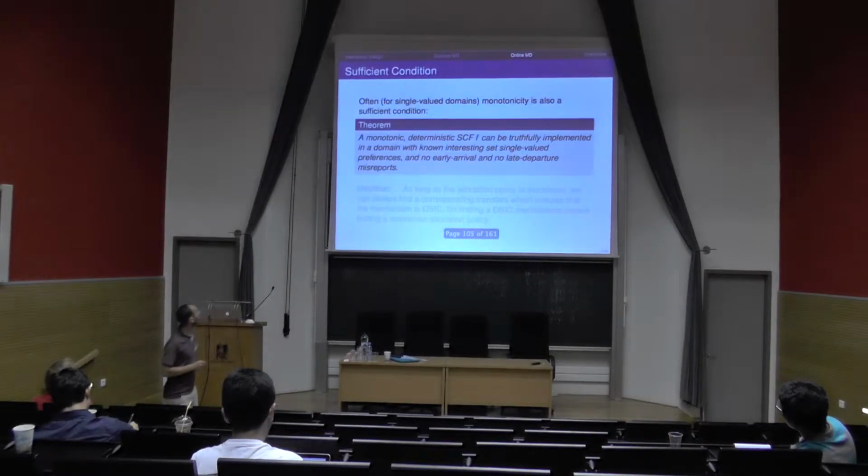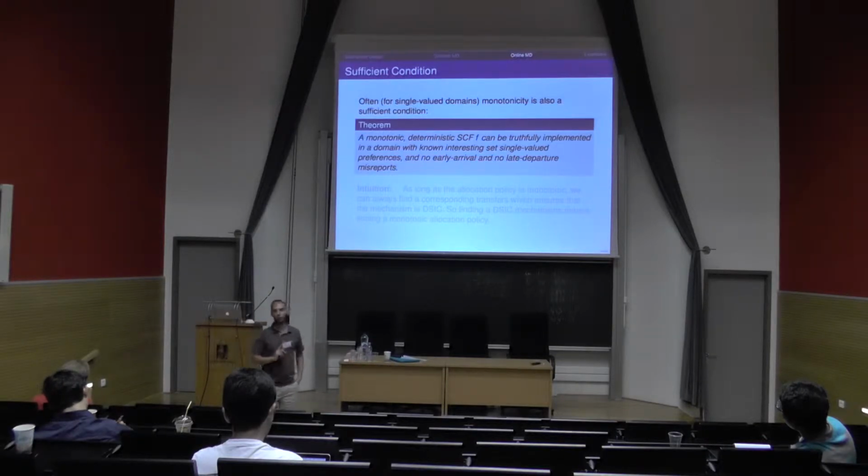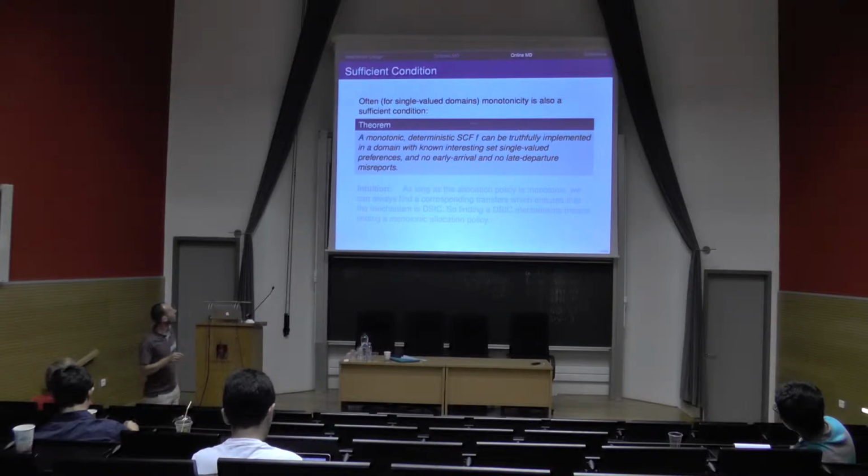Okay. It turns out that in certain times, it's actually the only condition that's needed. If we satisfy monotonicity, we can get truthfulness. And when is this possible? When we have a known interesting set. So if we know, say, what the agent wants, it's just we don't know their value, we don't know their arrival and departure. In that case, we can always truthfully implement.